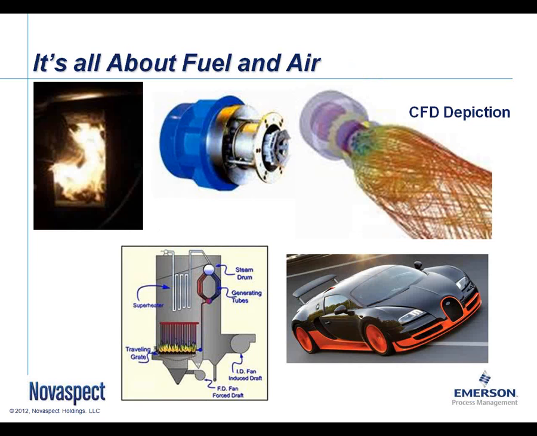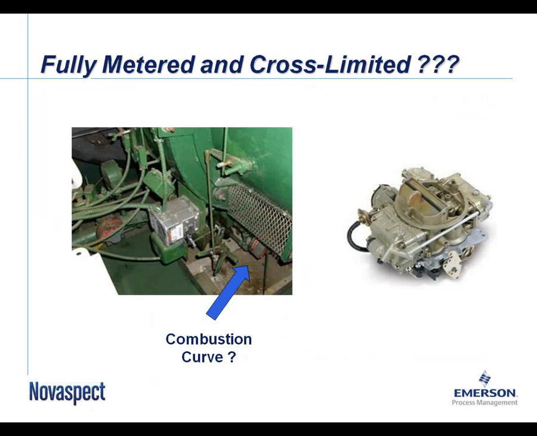And we want to do it in a fully metered and cross-limited system. Now, that is not what you see on the screen now. What you see here is an old-style setup, what we would call a parallel system or a jack shaft system. You can see that there is one drive, the big silver box there on the screen, and then the gas valve is what the arrow is pointing to.